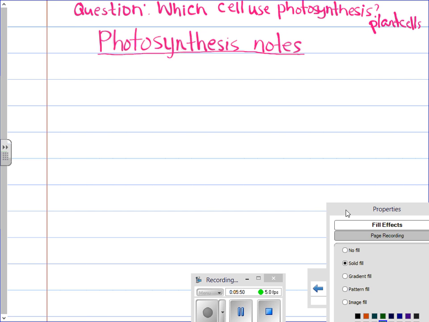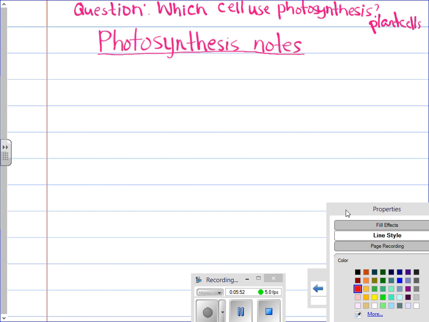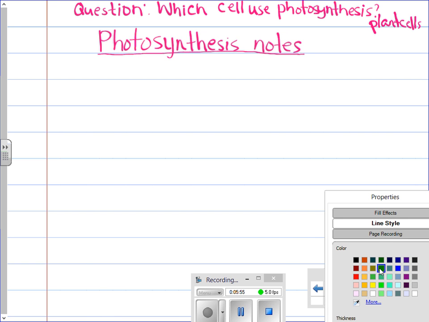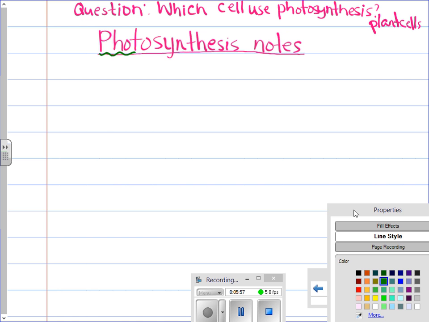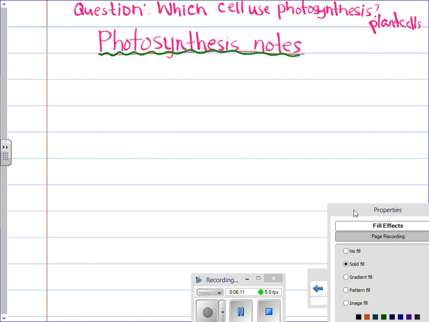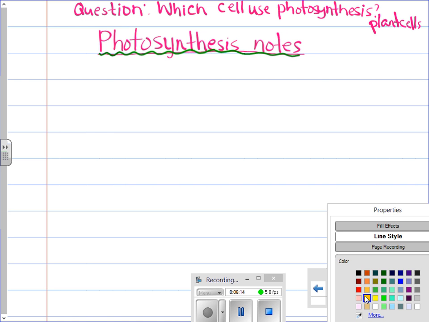Everyone should be writing their title for their notes. Now, I'm going to be adding some animations in my notes. I would like for you to do so that it makes your notes look a little bit more pretty and you have a better understanding of what's going on in your notes. So what is the major drive for photosynthesis? The sun. So off in the corner, I'm going to draw me a little sun.